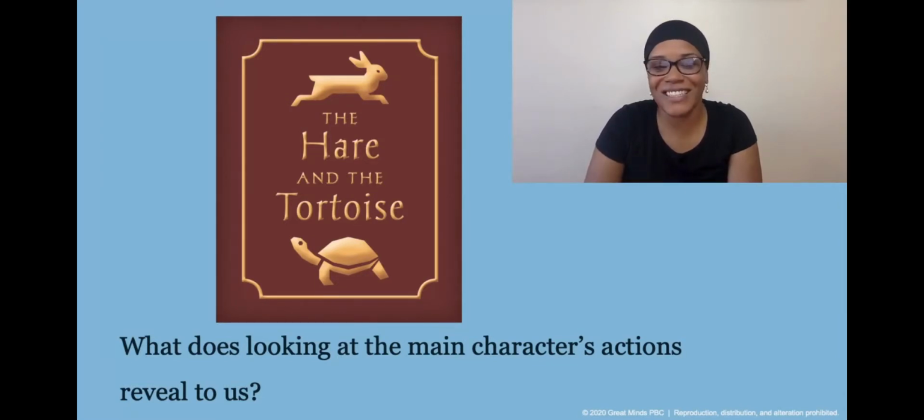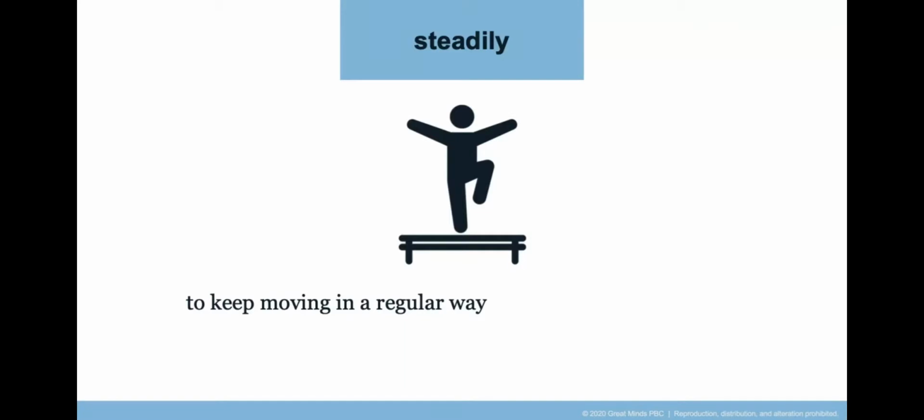I'm sure you guessed it. The main characters in The Hare and the Tortoise are the hare and the tortoise. Now, we will talk about a word that describes one of the main character's actions, and actions are something that a character does. And the word that describes one of the main character's actions is steadily. I'll say it again, steadily. And steadily means to keep moving in a regular way.